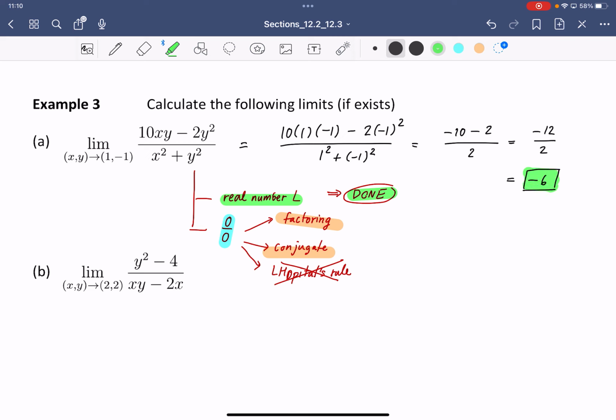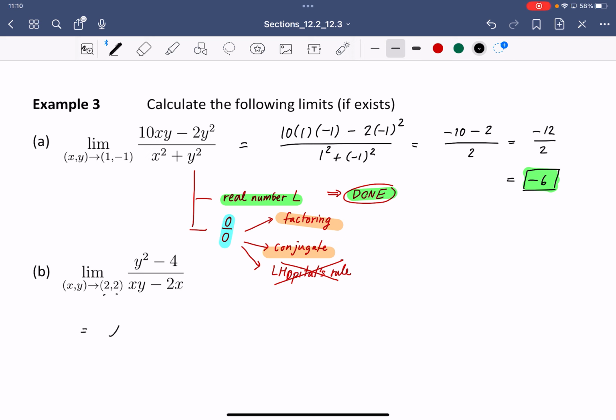That's it. So for part B, this is the example where you're gonna see something a little bit odd. When you plug in 2 and 2 inside the function, you're gonna get 2 square minus 4 over 2 times 2 minus 2 times 2. This is actually 0 over 0. So you're stuck here because this is 0 over 0 and you cannot compute the limit. So you need to do factoring or conjugate.